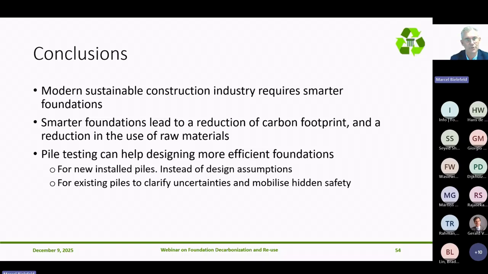That's valid for newly installed piles, where when we do tests, we can use proven values for the capacity of the pile instead of assumed design parameters and assumed design values. And for existing piles, it's even more valuable to do pile load testing, because then it clarifies uncertainties and we can mobilize hidden safety.